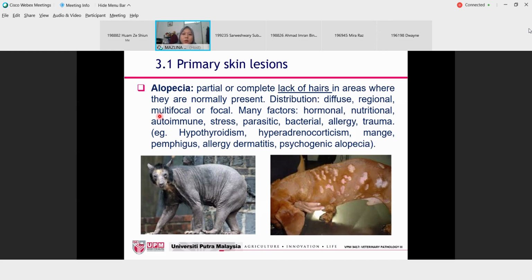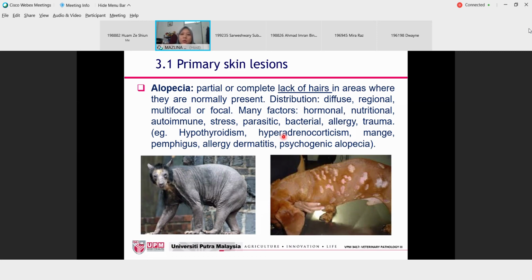Okay, so here I put hypothyroidism, hypoadrenocorticism, mange, pemphigus, allergy, dermatitis, and psychogenic alopecia. Psychogenic alopecia means that there is a sort of mental problem basically in the animal. Usually this is typically seen in cats mostly. These cats, maybe out of boredom, for example, or maybe they are stressed, tend to overlick themselves. Cats usually groom themselves, but this one is overgrooming. So when they overgroom, definitely there will be excessive loss of hair.